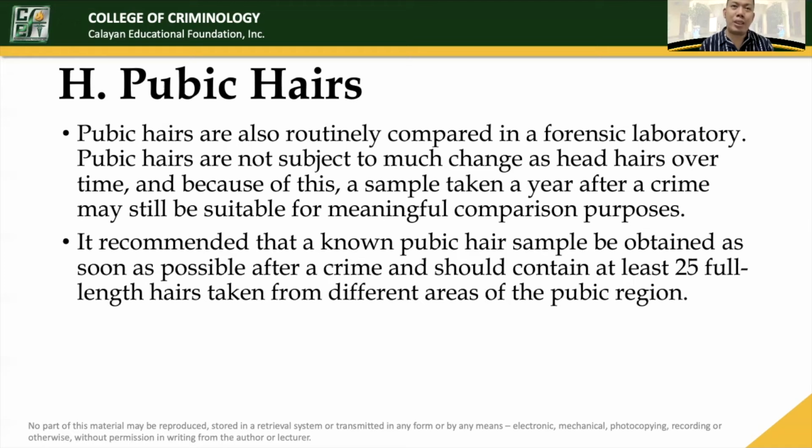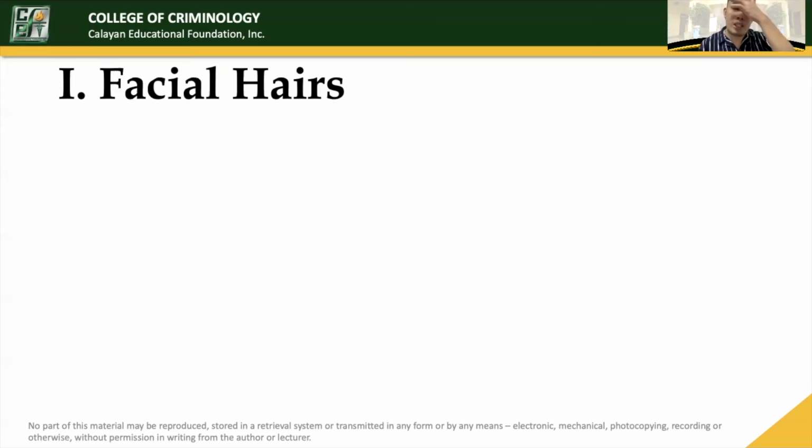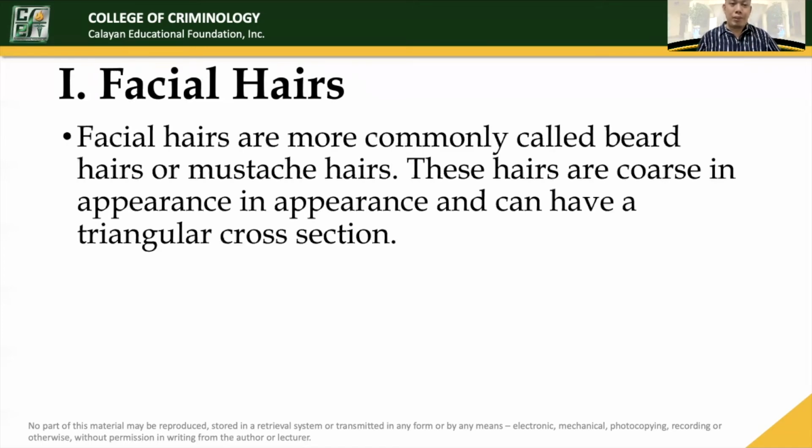So in that case, according to the references, you need 25 full length hairs. Okay? So in that case, you will get them from different parts of the sex organ. So it can be from the pubic mound, the testes, the penis, or the groin, as long as it is still part of the pubic hair region. Okay? The hair is pulled, not cut. In case you cannot avoid cutting, the cut should be almost right at the skin. Okay? So next we have facial hairs.